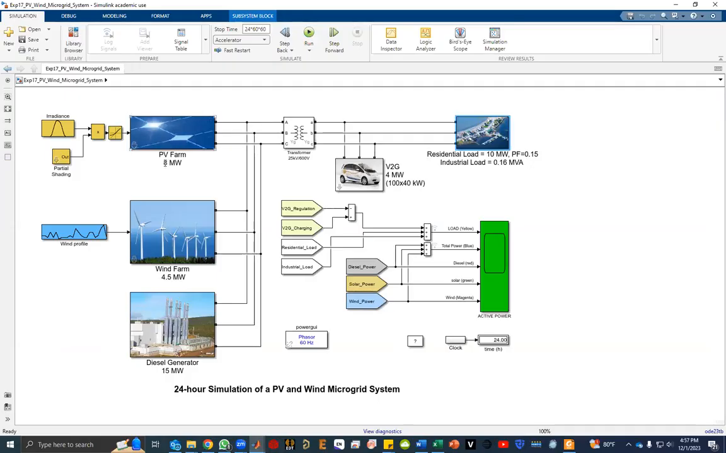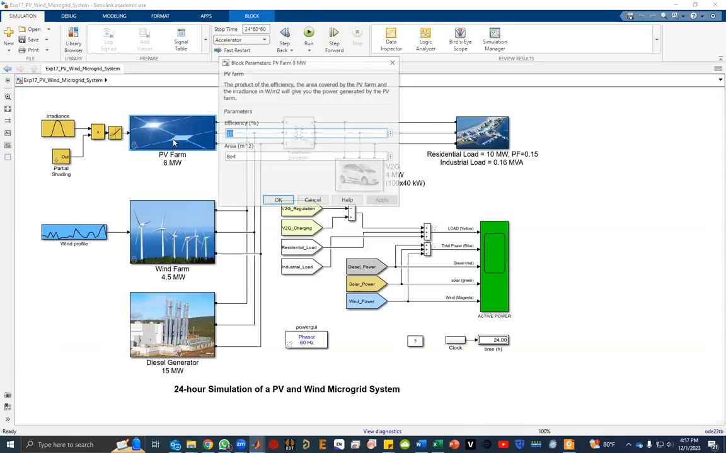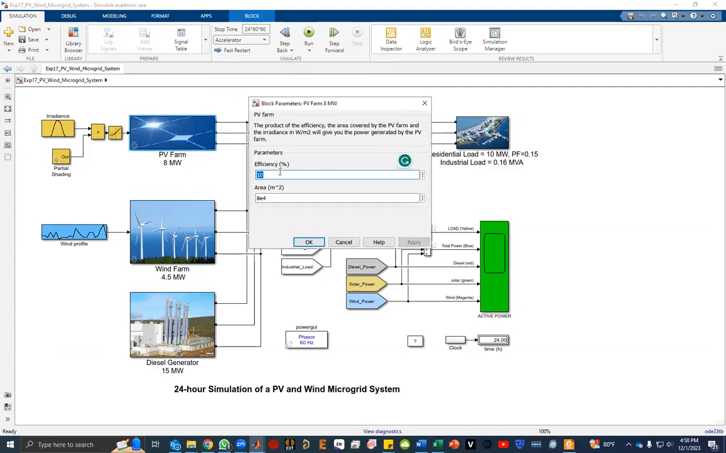This is the PV farm, which is 8 megawatt. If I double click on this PV farm, you'll see that the efficiency is only 10%. You can definitely change the efficiency, but I would not recommend using anything below, or above, like 18%. Then this is the area of the PV plant.